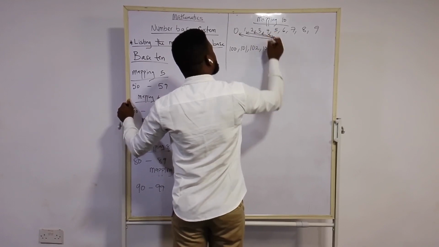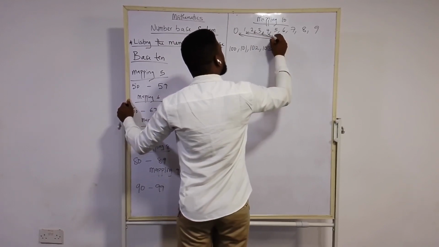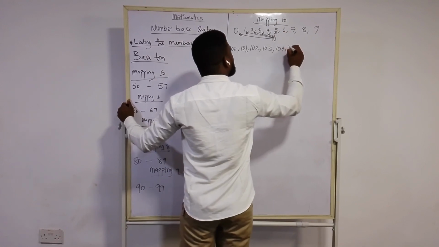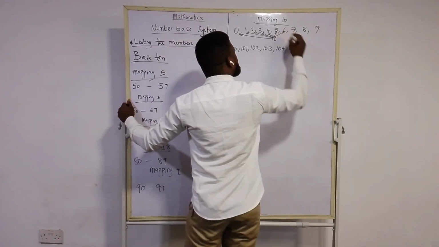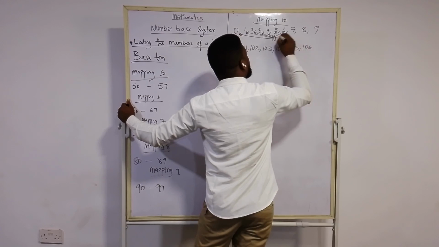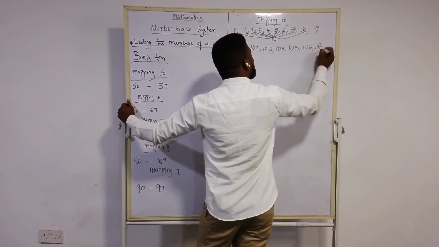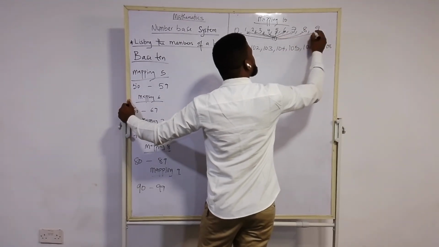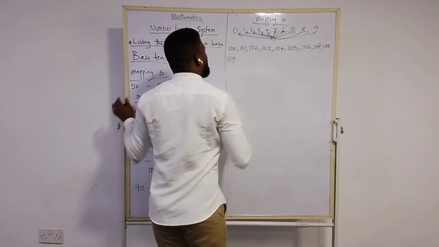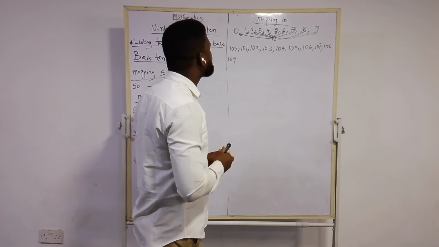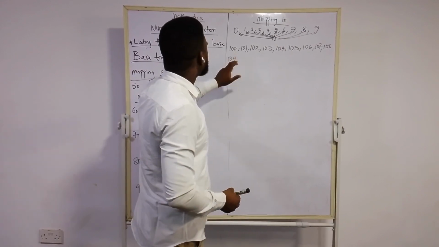You map 10 to 4, you get 104. You map 10 to 5, you get 105. When you map 10 to 6, you get 106. You map 10 to 7, you get 107. You map 10 to 8, you get 108. And then when you map 10 to 9, you get 109. And that is, mapping 10 gives us the numbers 100 to 109.